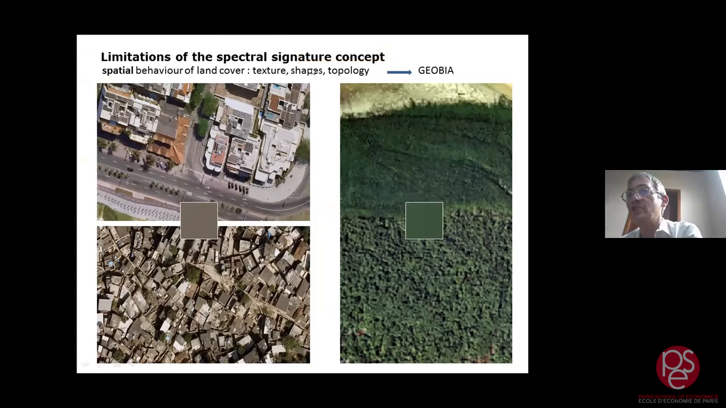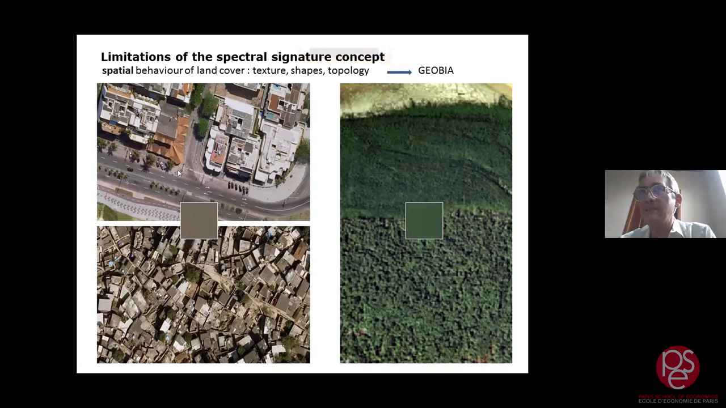which is the geometry of connections between neighboring objects. Let me take two examples. On the left, I have two neighborhoods of the same city, Rio de Janeiro in Brazil. If you look at these two neighborhoods, in high resolution visible satellite images, in both cases the dominant color is gray. I put this gray in with PowerPoint; I did not compute it.